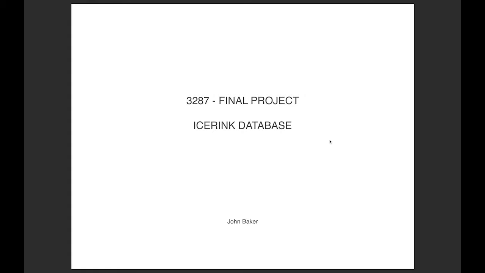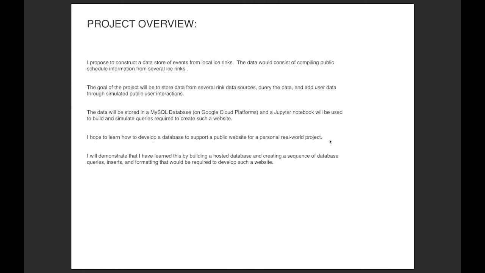All right, so this is a project overview for class 3287 databases. The project, in general overview, builds an ice rink database. So the project overview, basically proposing to build this database that would be used compiling public information from several ice rinks in the area where I am.